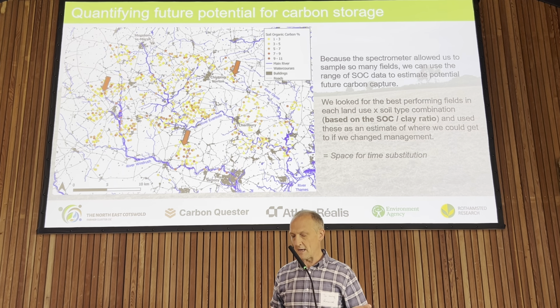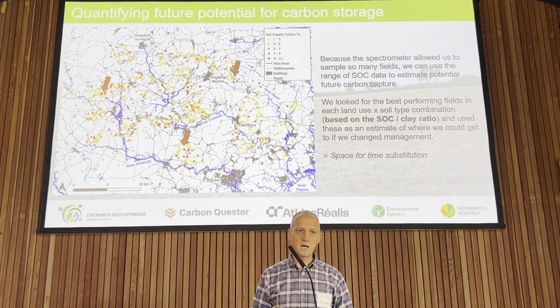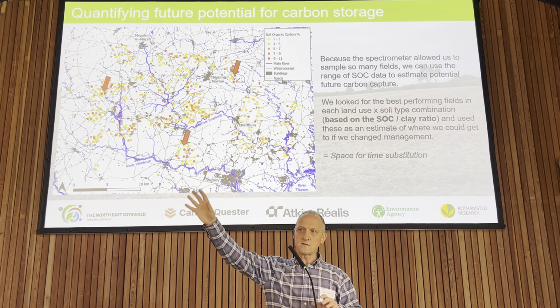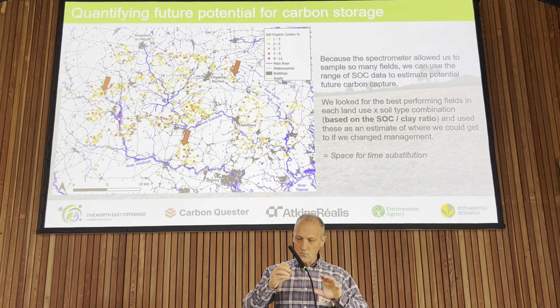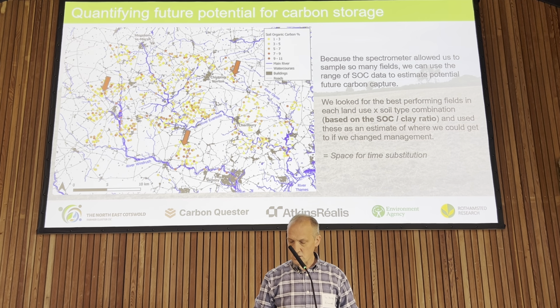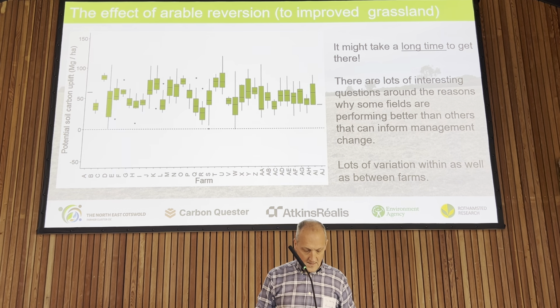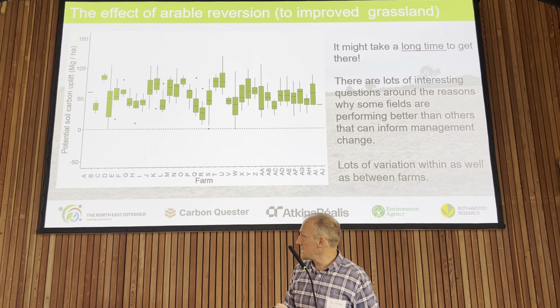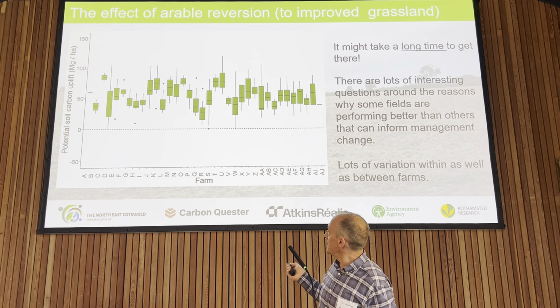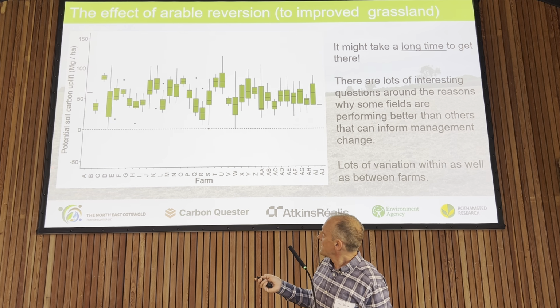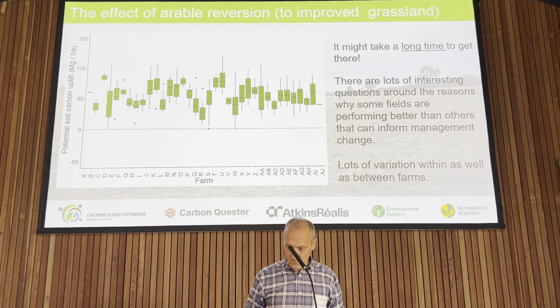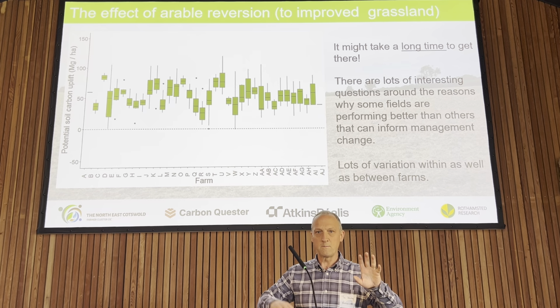So you could call that space for time substitution. We're saying, well, we know that this field has got higher carbon, so if we change our land use, potentially we could get to it. And that's what we did in this analysis. So again, these are the farms along here, and then this is the potential soil carbon uplift if we went from an arable field to a permanent pasture.